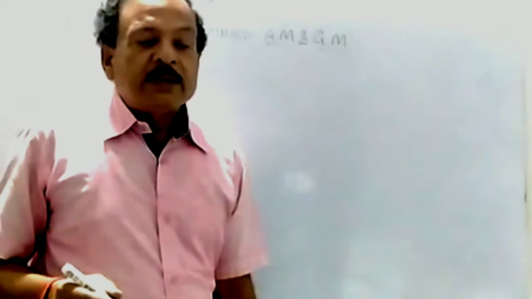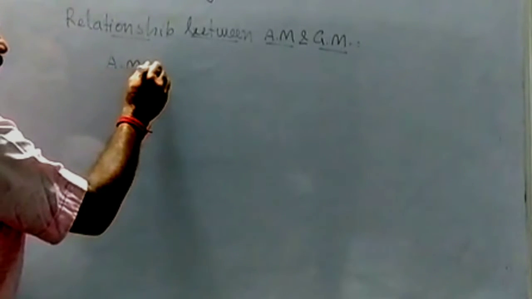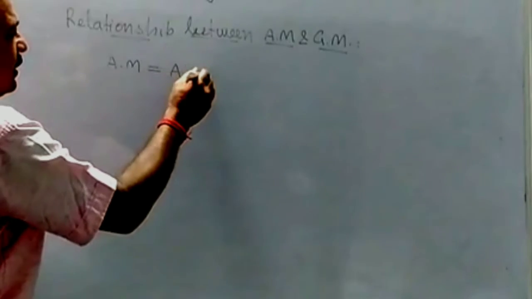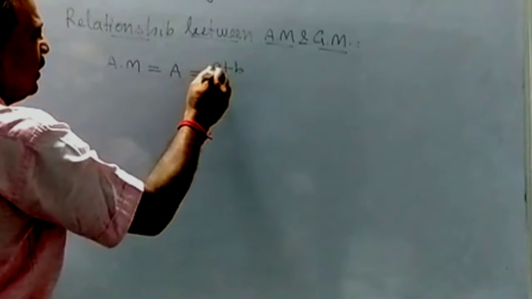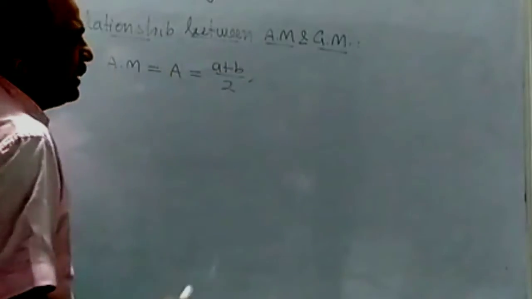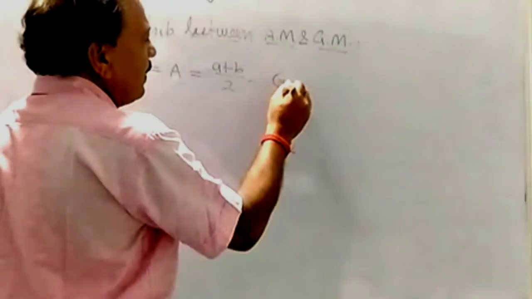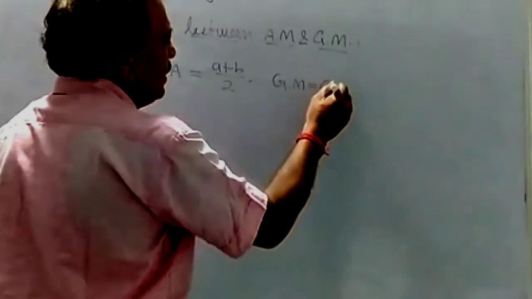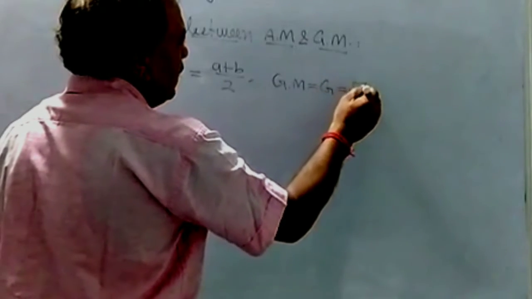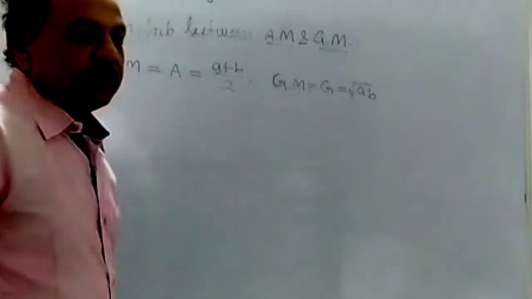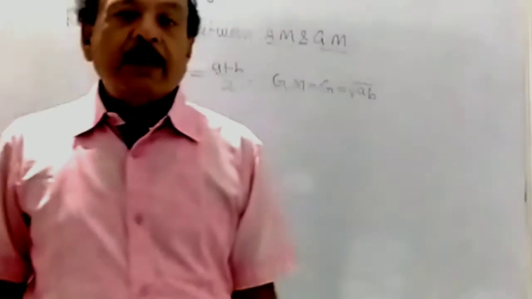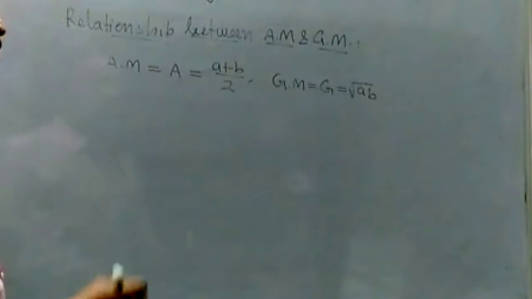Let the arithmetic mean be denoted with the letter A, so that is (a plus b) by 2. And the geometric mean denoted as G, so this will be root ab between two numbers. This is the arithmetic mean and the geometric mean.